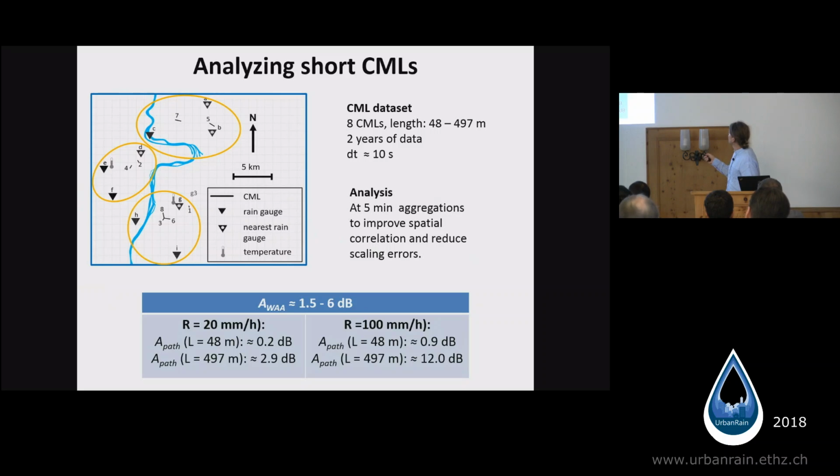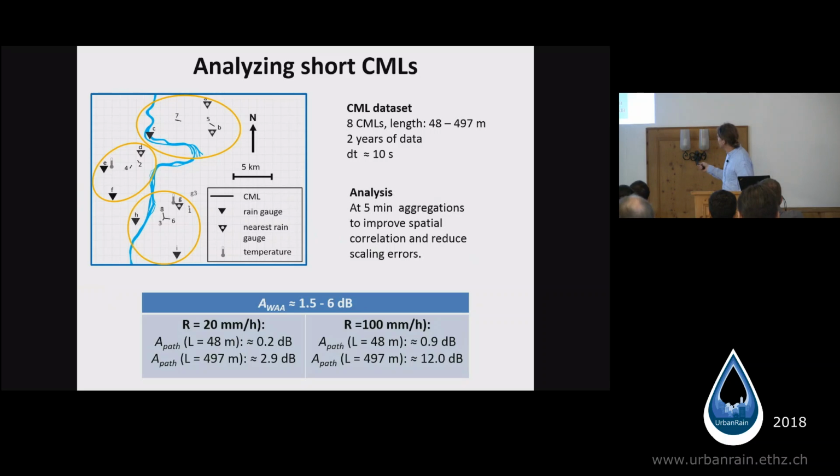We took 2 years of data from the city of Prague. We have microwave links with lengths from 50 meters to half a kilometer. Those very short ones are really insensitive to attenuation by raindrops. During rainfall of 20 millimeters per hour, there should be a theoretical path attenuation of only 0.2 dB. For the longest links, it's already 3 dB, which is in a range where we expect to have wet antenna. So these longer ones are maybe good for quantifying the wet antenna for moderate and light rainfalls.